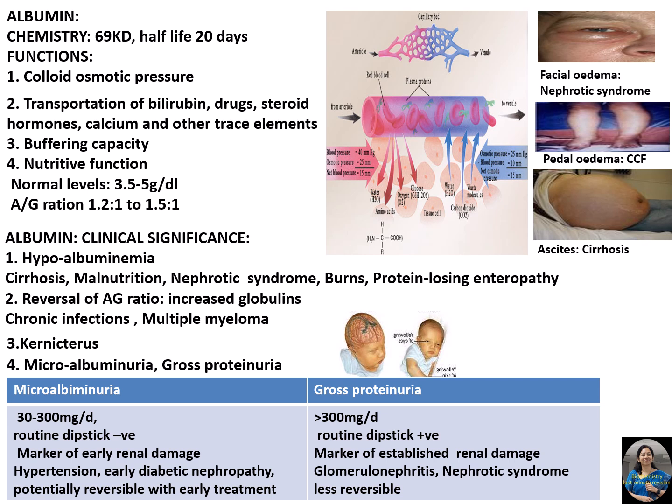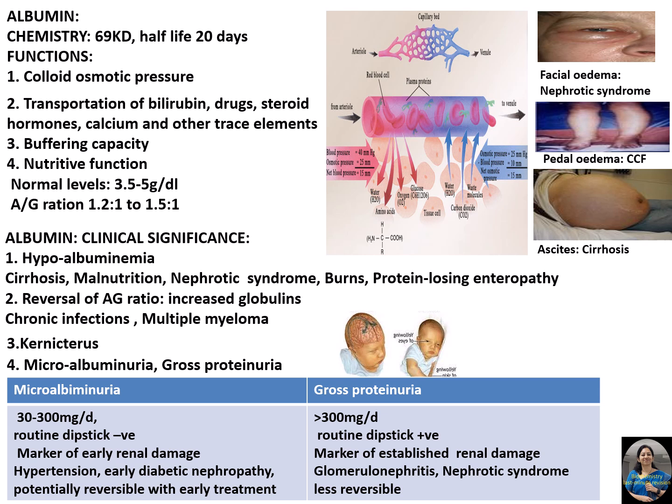Next important function of albumin is transportation of bilirubin, various therapeutic drugs, steroid hormones, calcium and other trace elements. Albumin also acts as a blood buffer because of the presence of 16 histidine residues. The imidazole group of histidine has a pK of 6.1, which is close to physiological blood pH. So any protein which has a large number of histidine residues will act as a blood buffer. Albumin, having 16 histidine residues, acts as a good plasma or blood buffer. Apart from this, albumin also has a nutritive function.